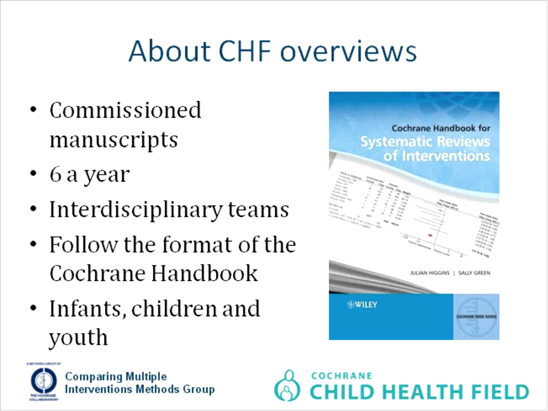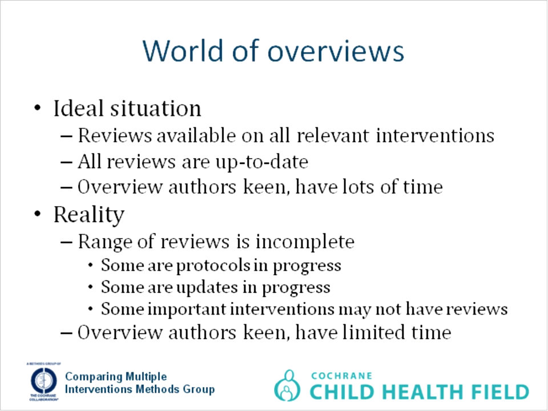The overviews that the child health field commissions are commissioned manuscripts. We do 6 a year. They're published in our journal, Evidence-Based Child Health, and they're produced by interdisciplinary teams, very similar to systematic reviews that require the expertise of many people. They follow the format laid out in Chapter 22 of the Cochrane Handbook, so in that way they're similar to the overviews published in the Cochrane Database of Systematic Reviews. And because we are the child health field, our overviews are about kids: infants, children, and youth.